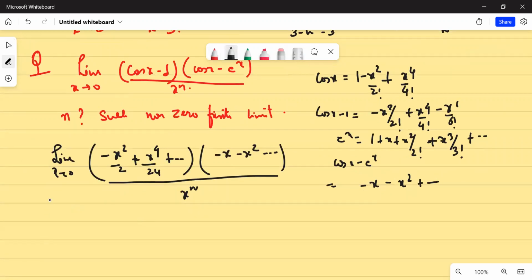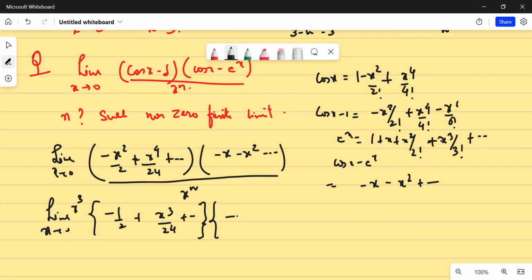So what you will get, you will simply get limit x tends to 0, and here you will get x raised to power 3, this is minus 1 upon 2 plus x cube upon 24. And here you will get, if you take x common from here, this is 1 minus x, and then this is divided by x raised to power n. So eventually, as x tends to 0, this would become 0, this would become 0. So overall, this would become half only. This is minus half into minus 1. This will become half.